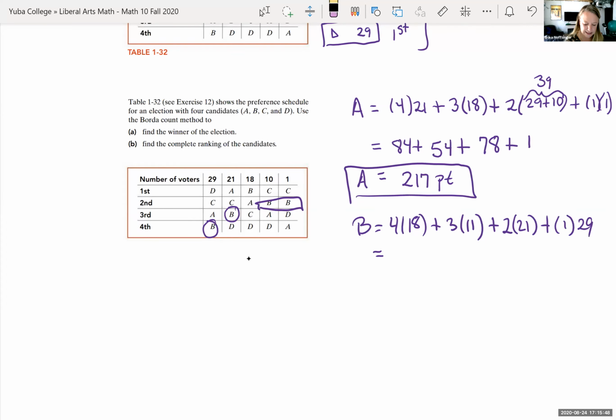4 times 18 is 72. Plus 3 times 11 is 33. Plus 2 times 21 is 42. Plus 1 times 29 is 29. So I got 176 for B.